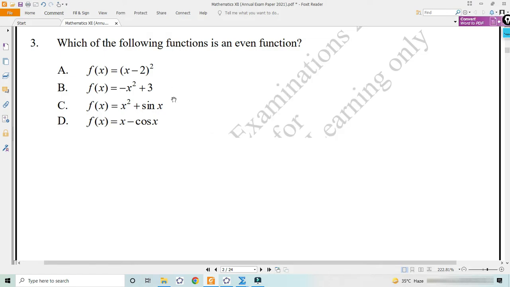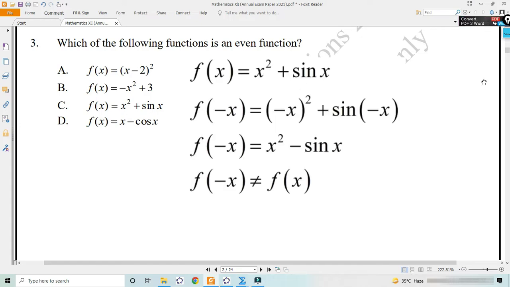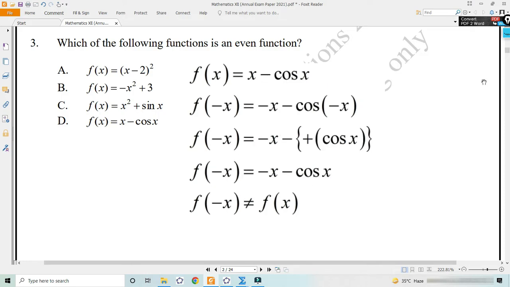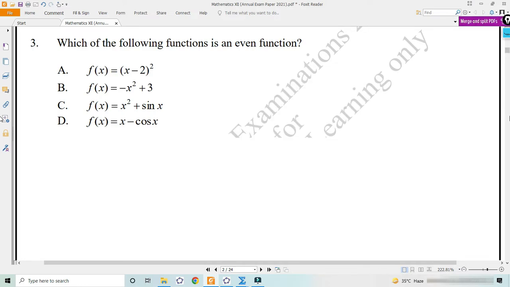Now just for verification, let's check C and D. In C option x की जगह हमने negative x पुट किया और यहाँ पर भी sin x में x negative. And after simplification, we can see that f of negative x is not equal to f of x. So C is not the key. And finally, last option में भी हमने x की जगह negative x पुट किया और सिंप्लीफाई करने के बाद वी कैन सी दैट f of negative x is not equal to f of x. So the correct answer is B, f of x negative x square plus 3.